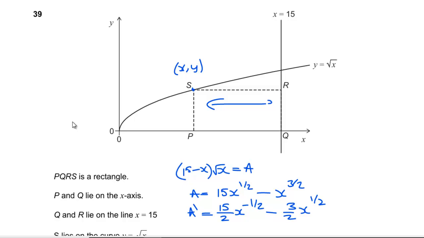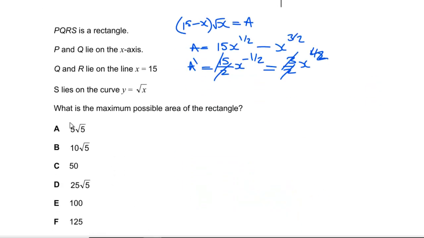I want that to be equal to 0, so let's make those equal to each other, get rid of that, get rid of those, make it a 5, make that an x. x is 5. So if x is 5, I've got 10 times root 5, which is B. Okay, that was a nice question.